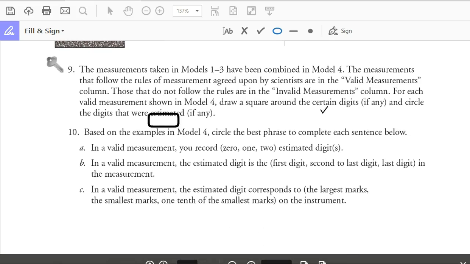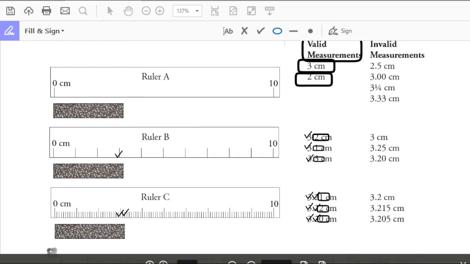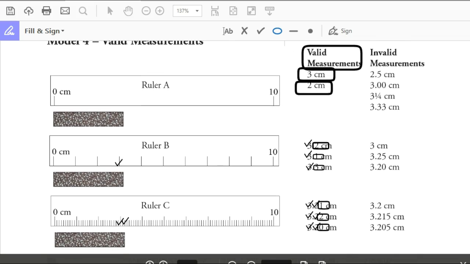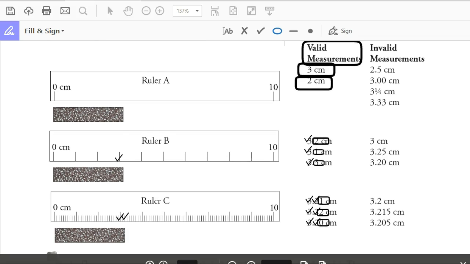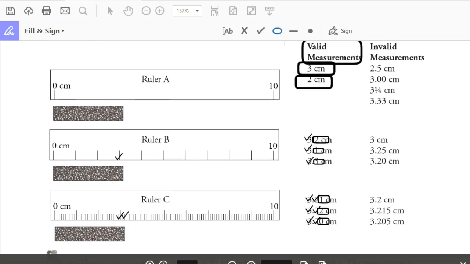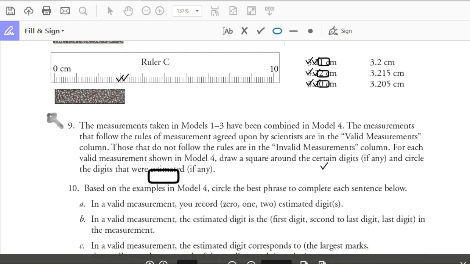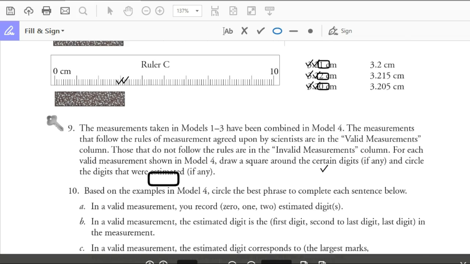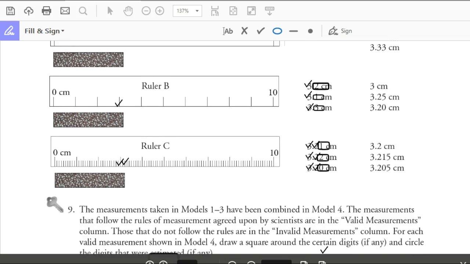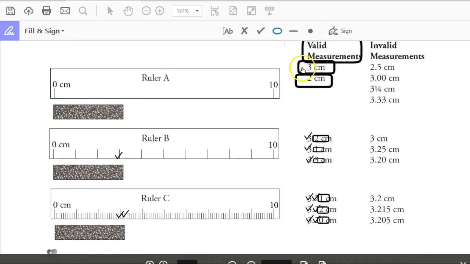Okay, number 10, it says, based on the examples in Model 4, circle the best phrase to complete the sentences below. So it says, in a valid measurement, you record 0, 1, or 2 estimated digits. So you're only looking at Model 4. You're not just making generalizations. So in Model 4, for the majority of the time, for a valid measurement, are you recording 0, 1, or 2 estimated digits? So here, we have 1 estimated digit.